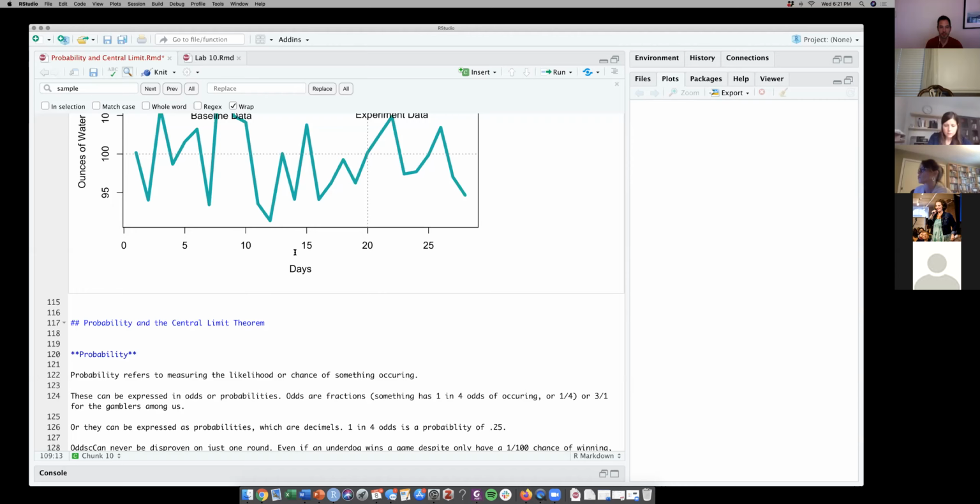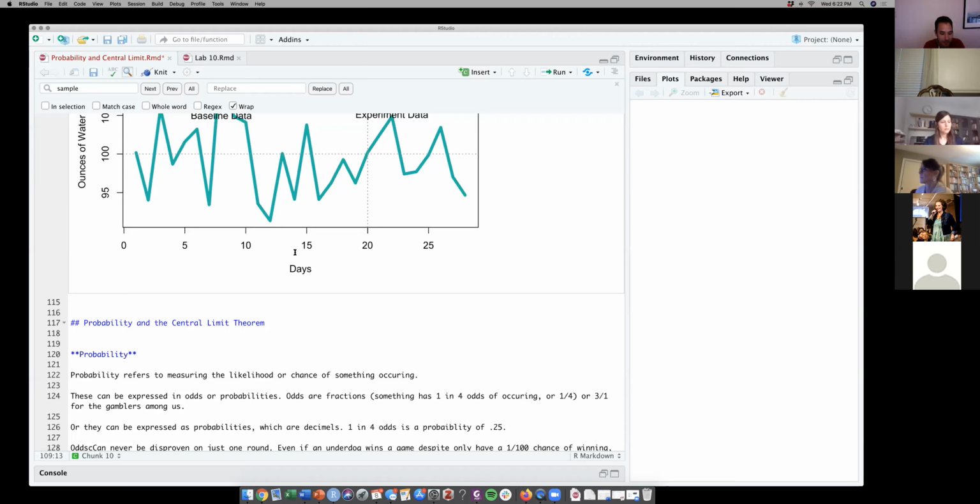Has anyone heard of the central limit theorem before? And as I ask that, I don't really know how I would expect you to signal. No. Okay, cool. That's awesome. Because the central limit theorem is the coolest thing ever. So I'm excited to be the one that gets to introduce you, everyone. Okay.